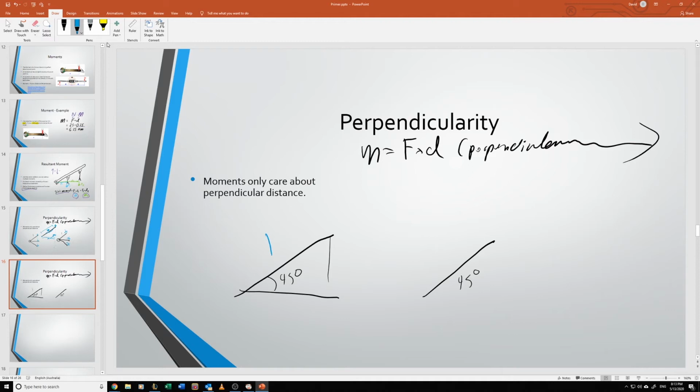We'll say this length is 1 meter. This length over here is 1 meter. Our force over here is going vertically down, and let's just say it's a 5 Newton force. And this one over here is at a perpendicular angle, so it is 5 newtons. We can find the moments. This one over here should be the easy one, so let's just do that one first.